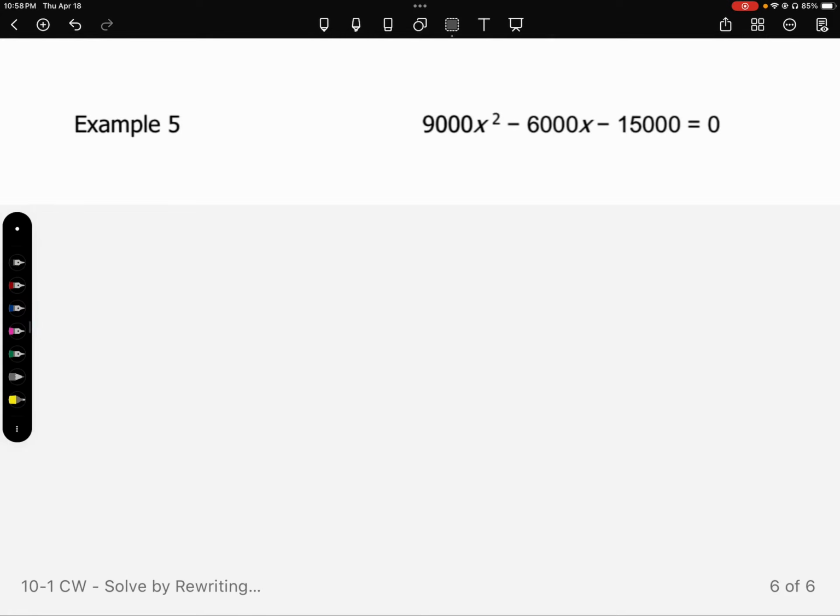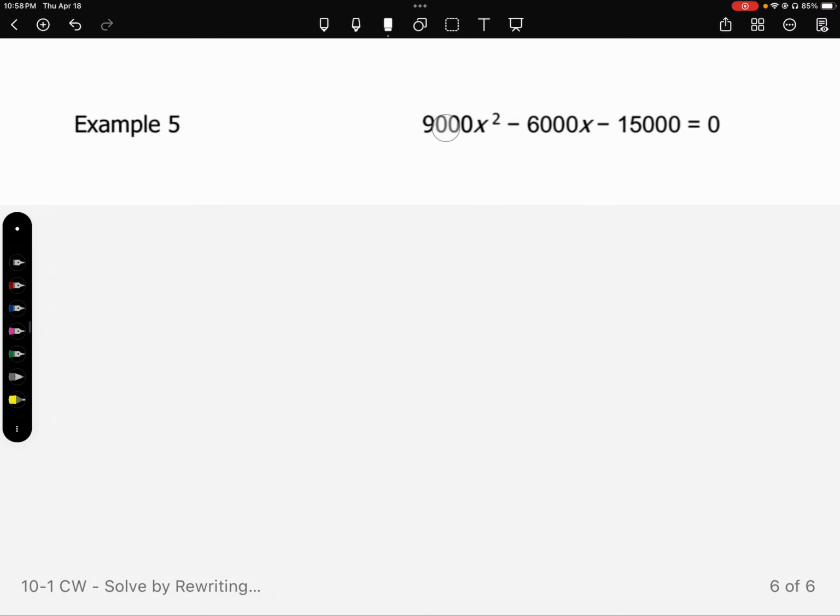Example 5 from the Chapter 10, Section 1 Notes. We have 9,000x² minus 6,000x minus 15,000 equals 0. So this one looks a little harder because these numbers all seem really big.